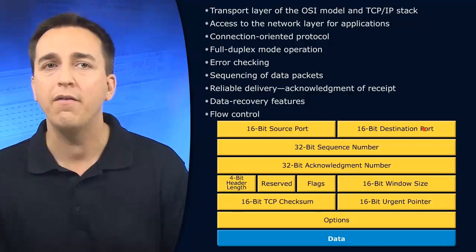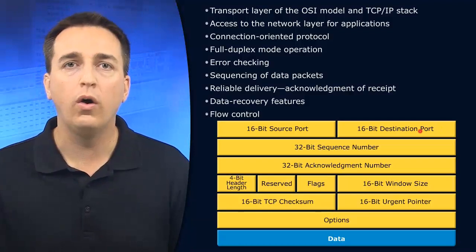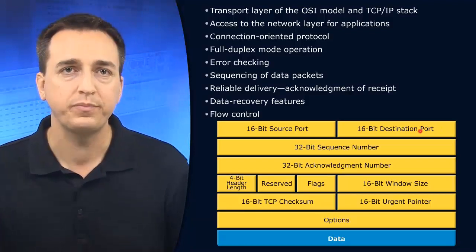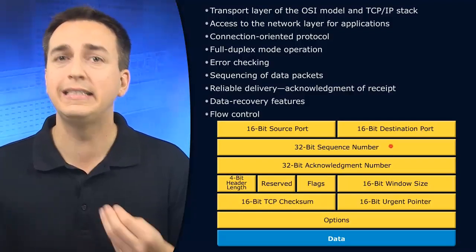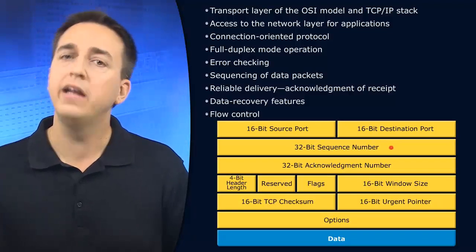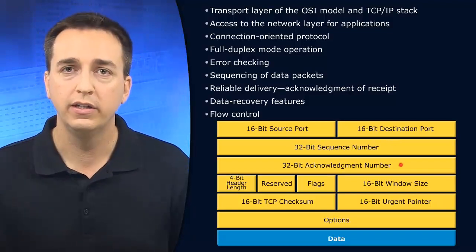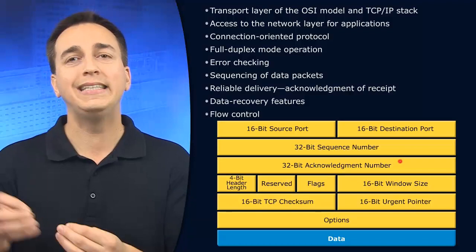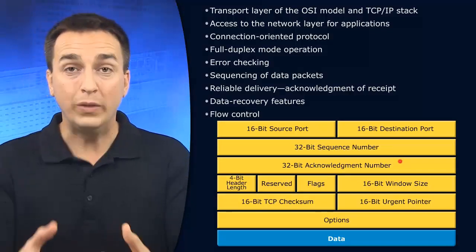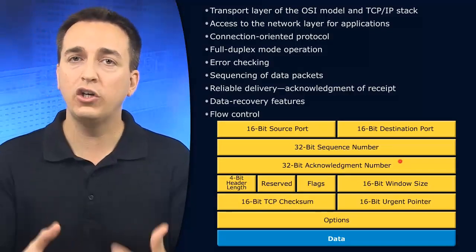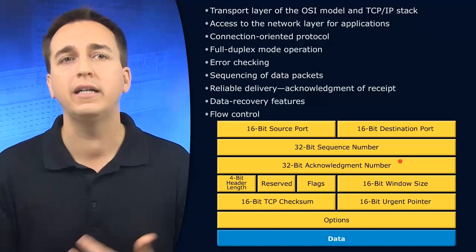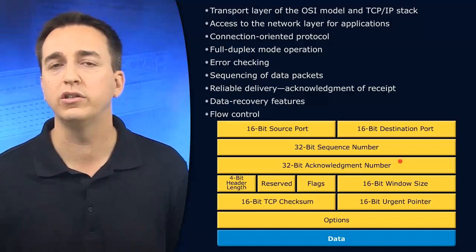However, in order to have that reliable delivery of information, that information has to be sequenced so we can keep track of it, and it also has to be acknowledged. That way we know the receiver has received that information, it acknowledged that it received the information, and then we can continue transmitting information as well.